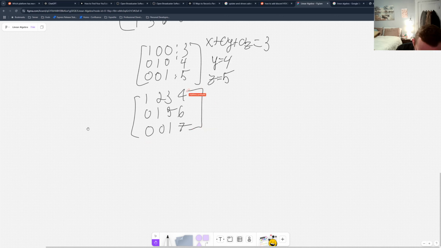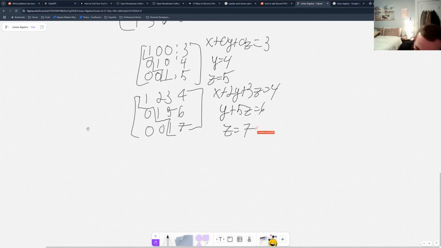And you'll notice the theme here is this staircase looking thing. And this represents x plus 2y plus 3z equals 4, y plus 5z equals 6, and z equals 7, right? And then it's pretty simple from here. I can just plug z here, and I can plug y and z here, and then I get it, right? So this is good enough.